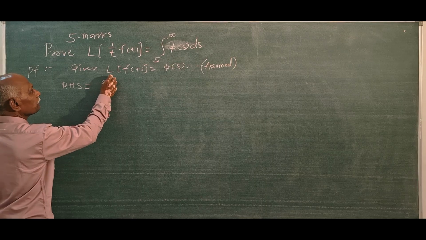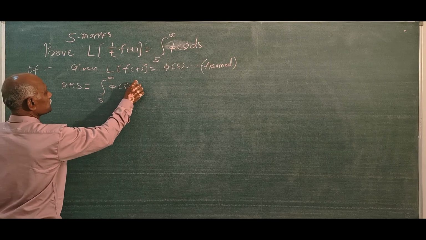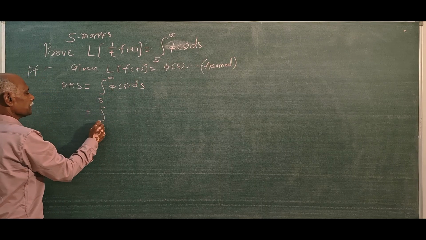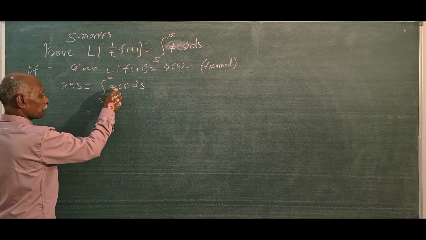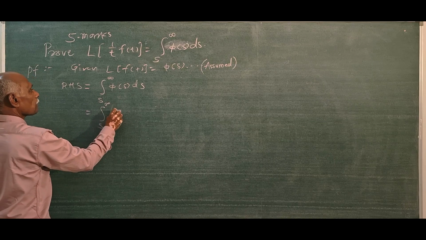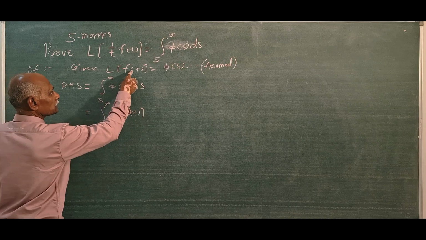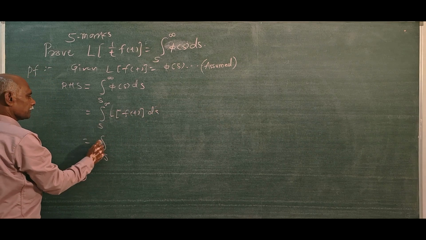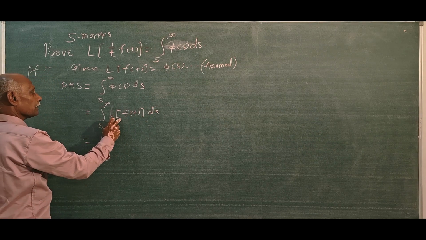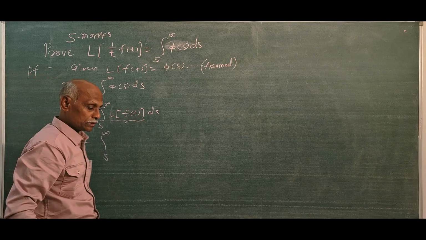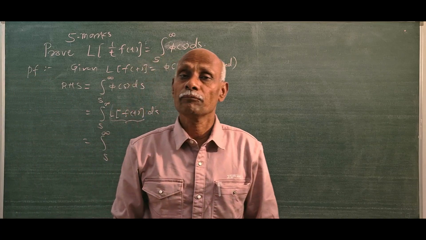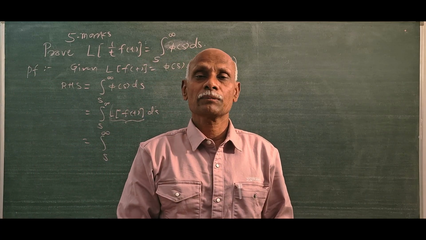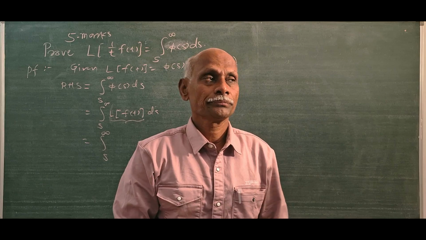Integration from s to infinity F of s ds, which is same as integration from s to infinity. This F of s is nothing but Laplace transform of f of t. Just now we have written ds. So which is again can be written as s to infinity. And now you can tell me what is Laplace transform of f of t. What is the formula for Laplace transform?